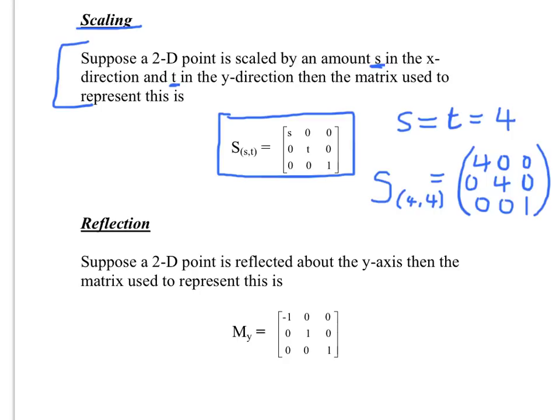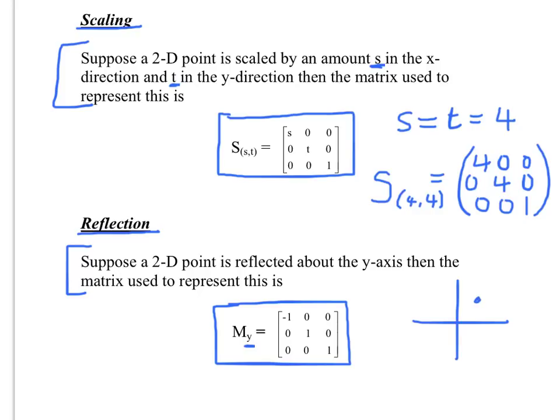And the last matrix that you'll be provided with is reflection. So again, here you'll be given this matrix here, and you'll be just told that that's for reflection. In this case, it's reflection My, which means it's reflected about the y-axis. So you need this understanding here. It says that suppose a 2D point is reflected about the y-axis, then the matrix used to represent this is given by this. If you think about how you would reflect a point in the y-axis, if your point was here and this was your y-axis, to reflect it about the y-axis, the point would end up over here.